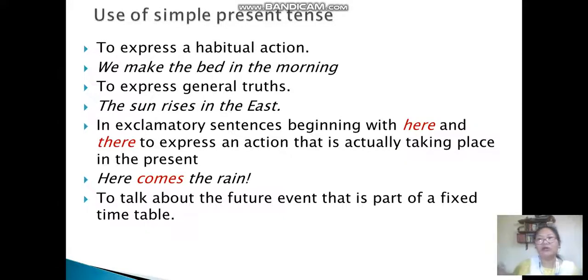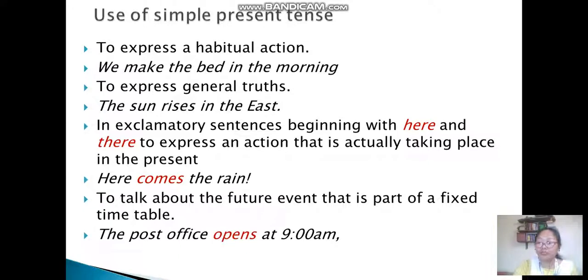When we talk about a future event which is a fixed part of a timetable, like you say, my school assembly starts at 8 a.m., right? So 8 a.m. is a fixed timing. Similarly, the post office opens at 9 a.m. So these are some examples where we use simple present tense.